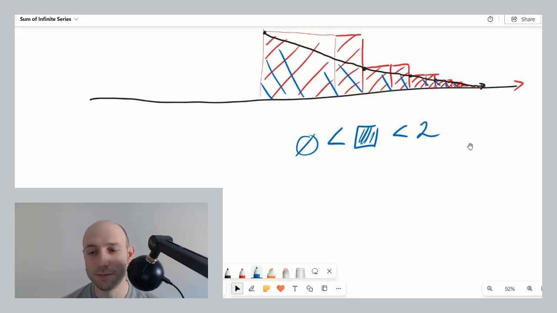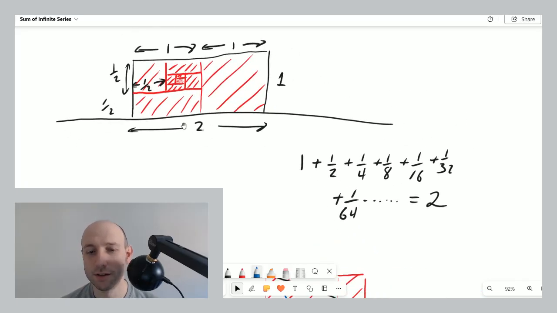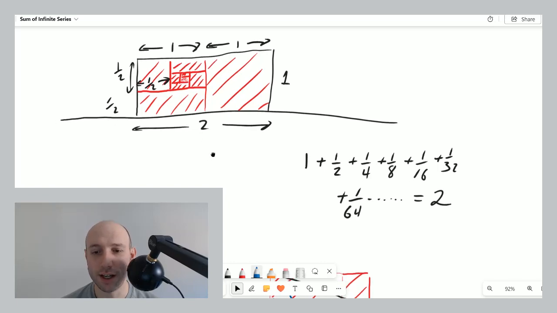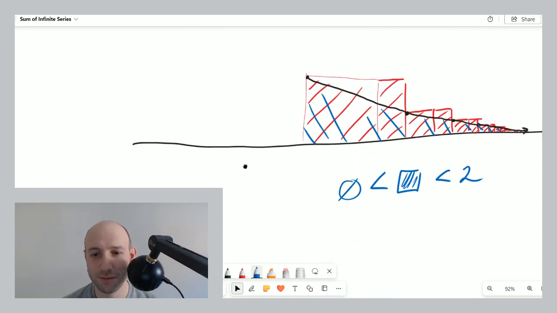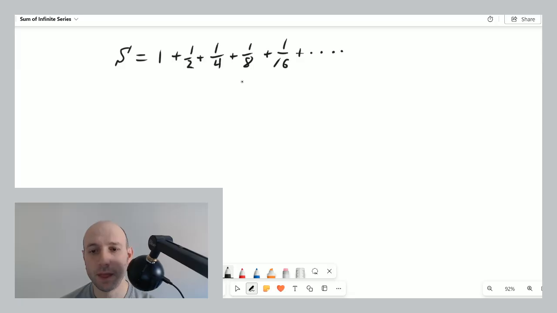Now, before we go, I want to show you another more formal way of calculating this summation. Let's say we define S as being equal to this sum: 1 plus 1 over 2 plus 1 over 4 plus 1 over 8 plus 1 over 16 and so on, right? That is equal to the sum from n equals 0 to infinity of 1 over 2 to the power of n. Now what if we multiply that by 2?